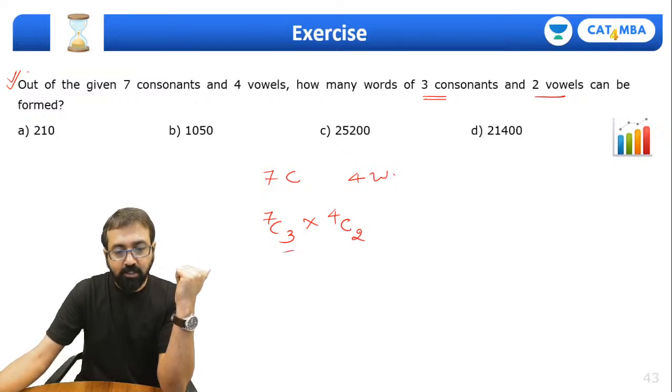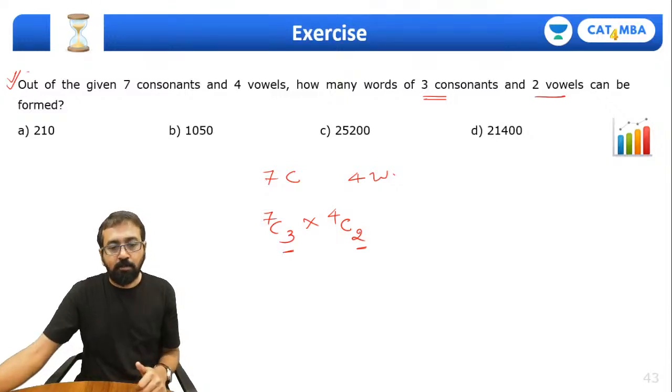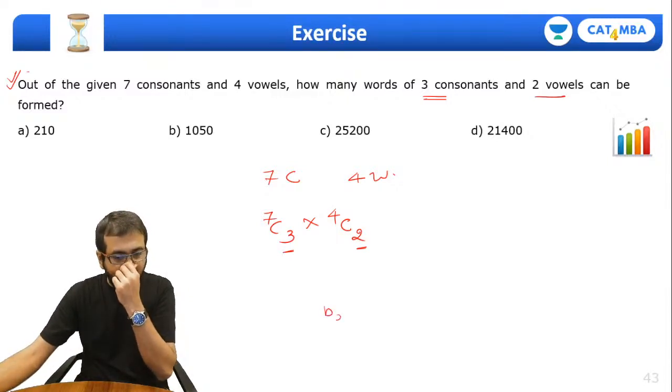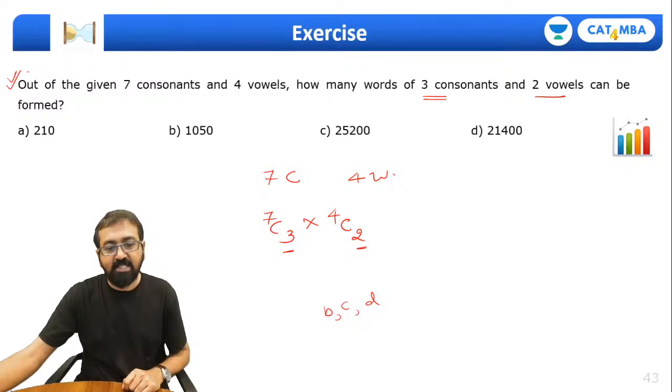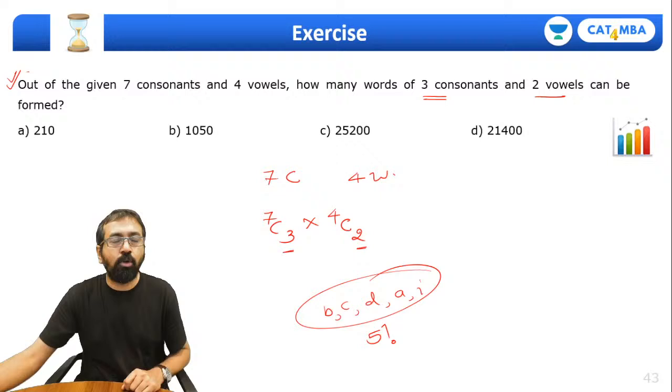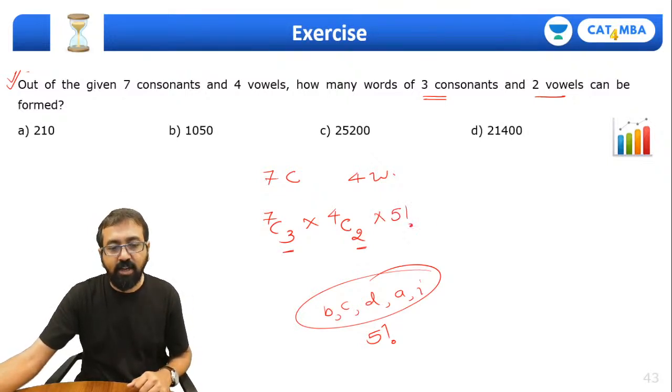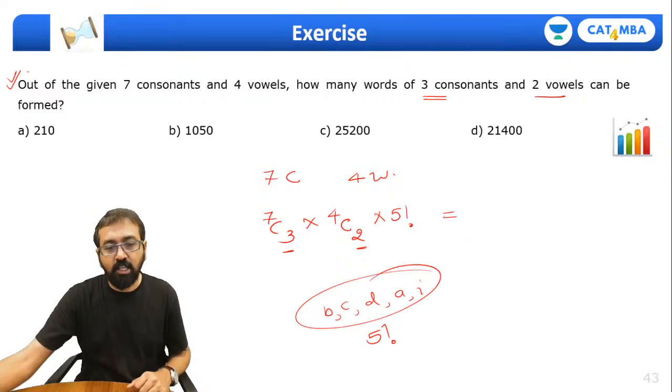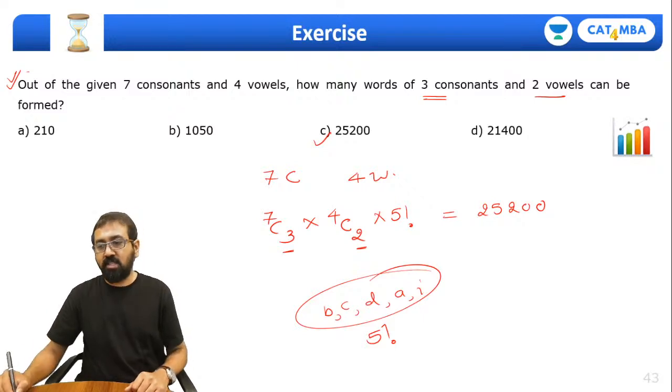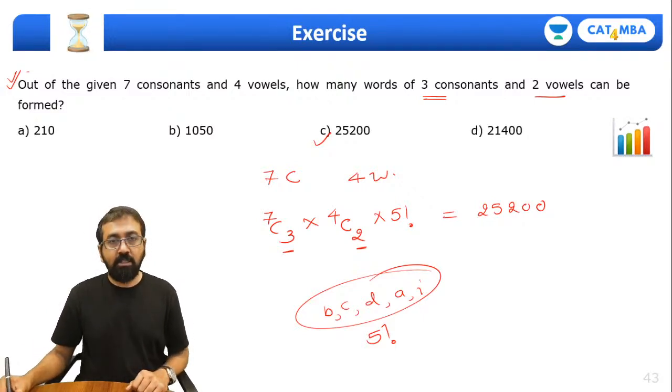Right now, whatever 3 consonants and 2 vowels I have selected, they are just lying with me. So suppose I selected consonants like B, C, D, and I selected vowels like A, I. Unless I arrange them in 5 factorial ways, how will I get the words? So I'll have to arrange these 5 letters in 5 factorial ways. If you solve this, you will get 25200. That's option C. Are we clear?